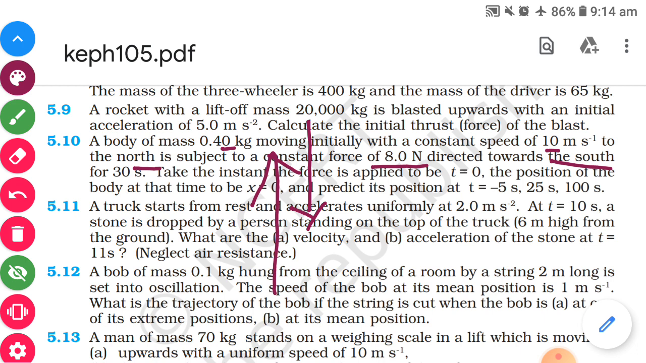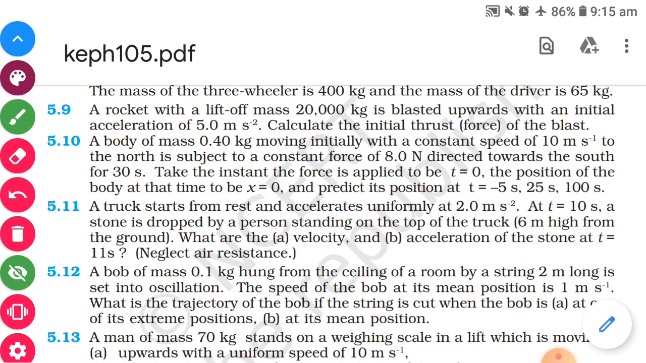So the body will stop after some time, and if the constant force continuously acts on the object, then the moving body, which was earlier moving in this direction, will stop, and then it will change its direction and start moving in the south direction. Try to understand this whole process.